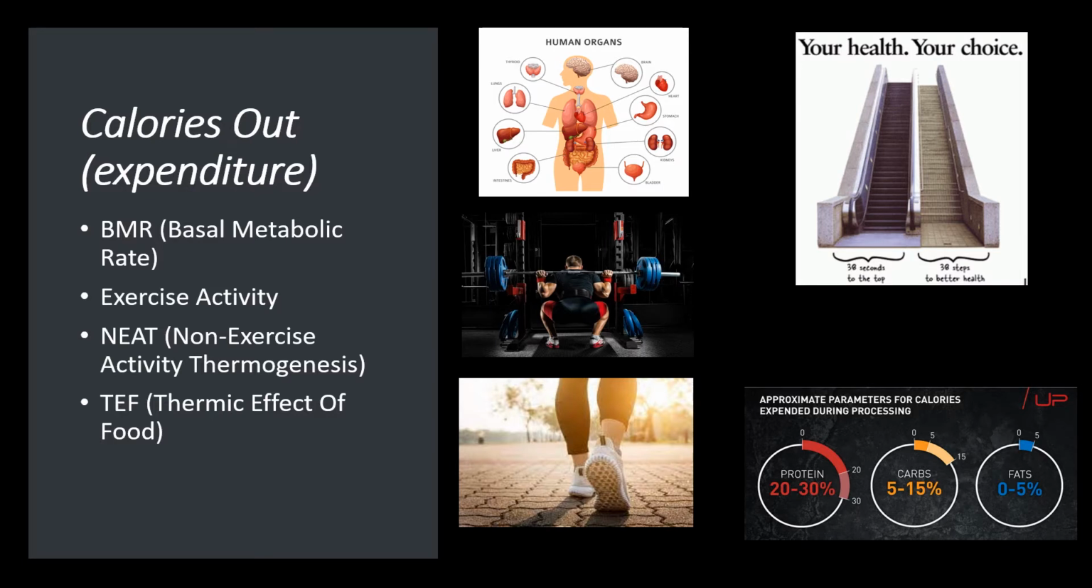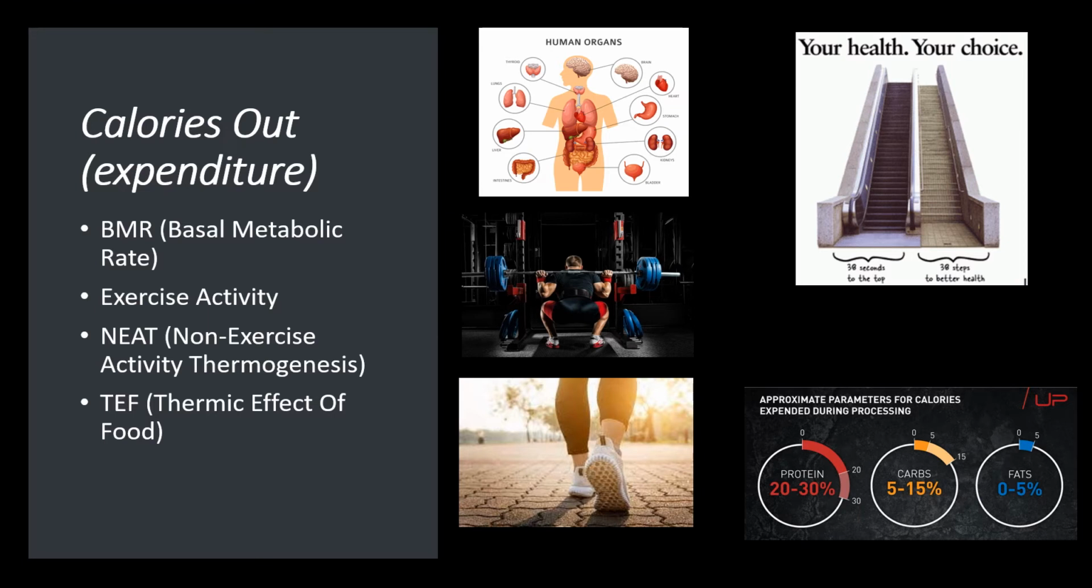So calories out, or caloric expenditure, is affected by 4 different areas. You've got your BMR, or your basal metabolic rate. This is the amount of calories required to keep your organs functioning or keep you alive. So your intestines, your stomach, your liver, kidneys, if you didn't even get out of bed for the day, there's a certain amount of calories required just to keep them functioning.